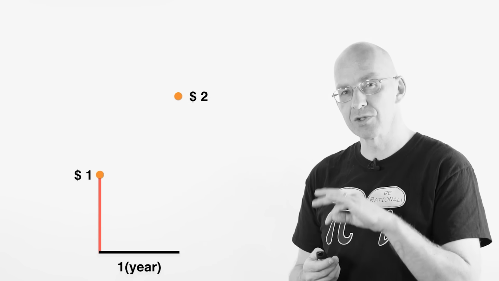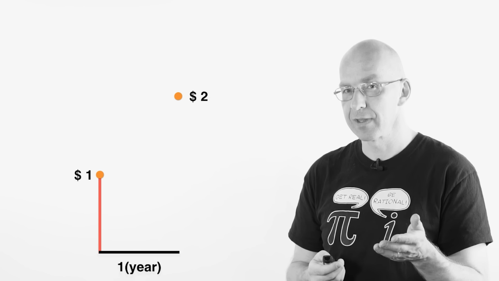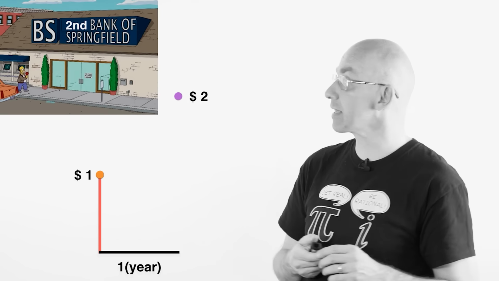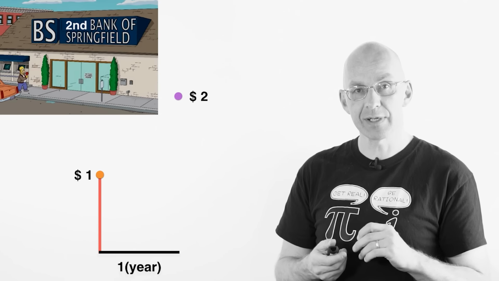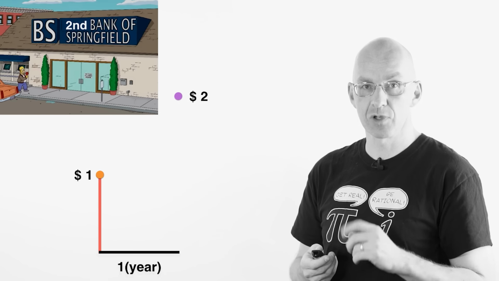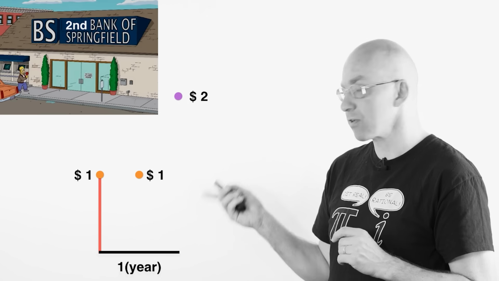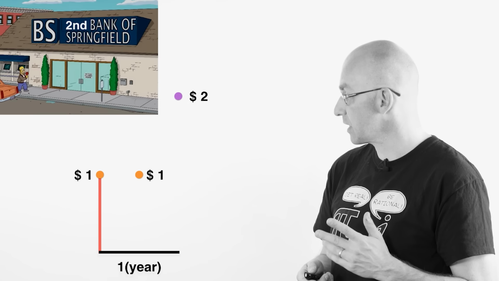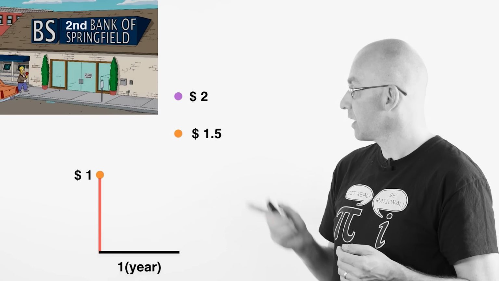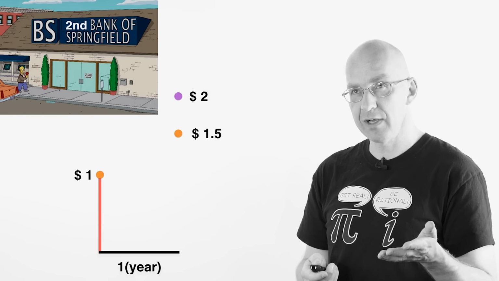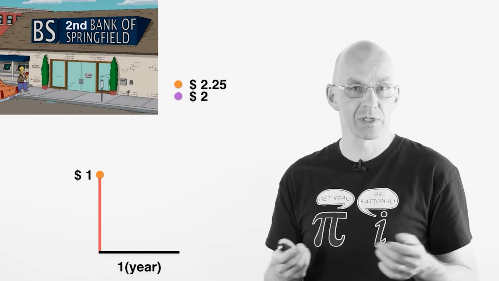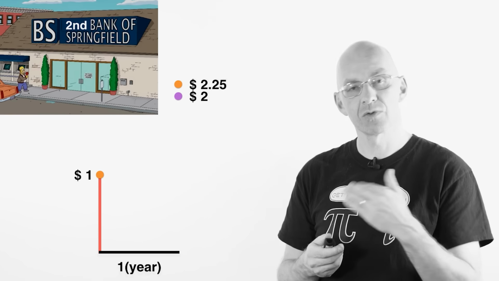Now this is actually not the best you can do with 100% interest. You can do better if you find a better bank. And we found a better bank, the Second Bank of Springfield. They calculate and credit interest twice a year. So after 6 months, what happens? You get 50% on what you've got, so it's 50 cents, and he's got $1.5. Now another 6 months pass. Half of that is 0.75, so you add that to 1.5 and it gives you 2.25. That's what you've got at the end of the year if you calculate and credit twice.